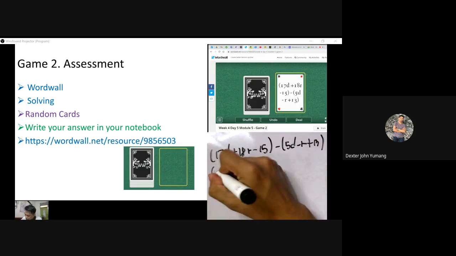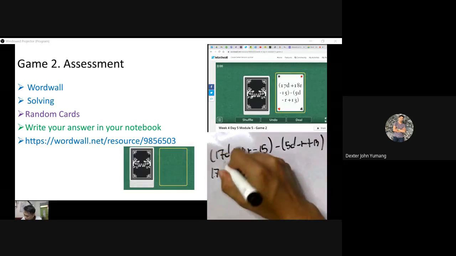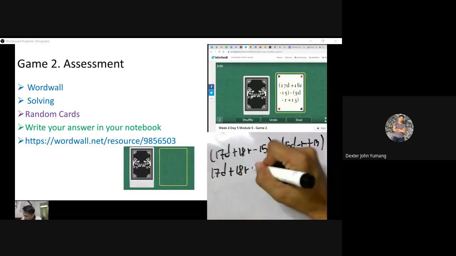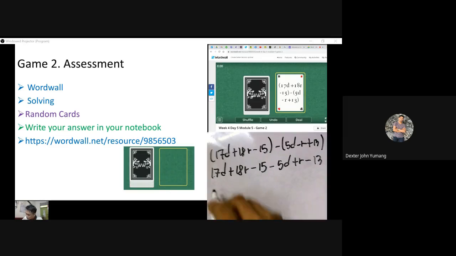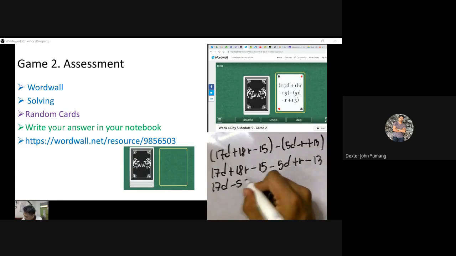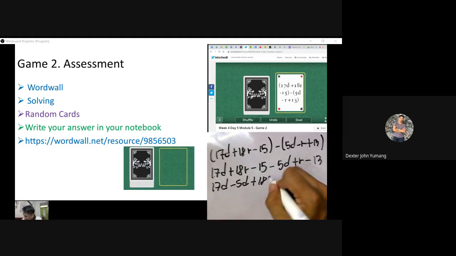So, we have, bring down muna natin si 17B plus 18R minus 15. So, opposite, minus 5B plus R minus 13. Next, i-combine natin yung may kapareho. Si 17B, ang partner niya si negative 5B. Si 18R, ang partner niya naman si plus R. Si negative 15, ang partner niya naman si negative 13.